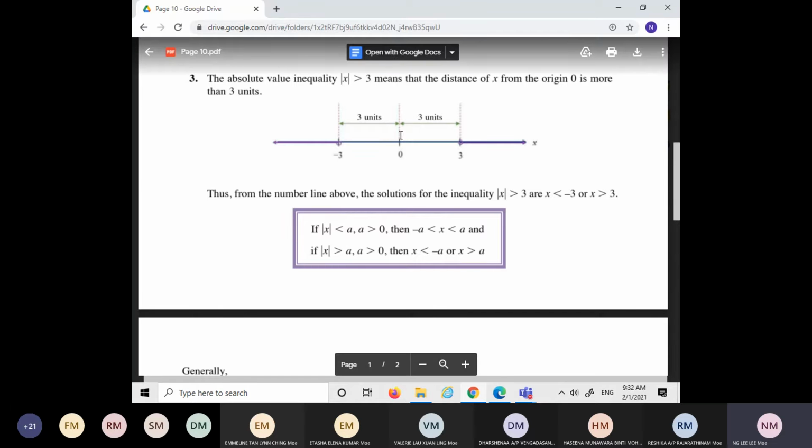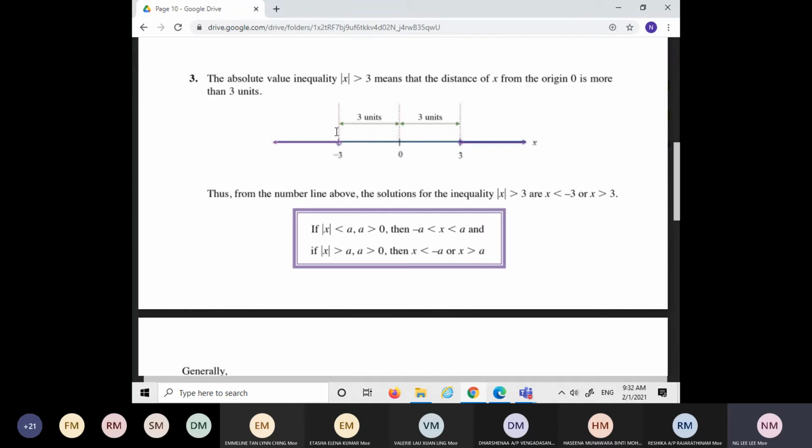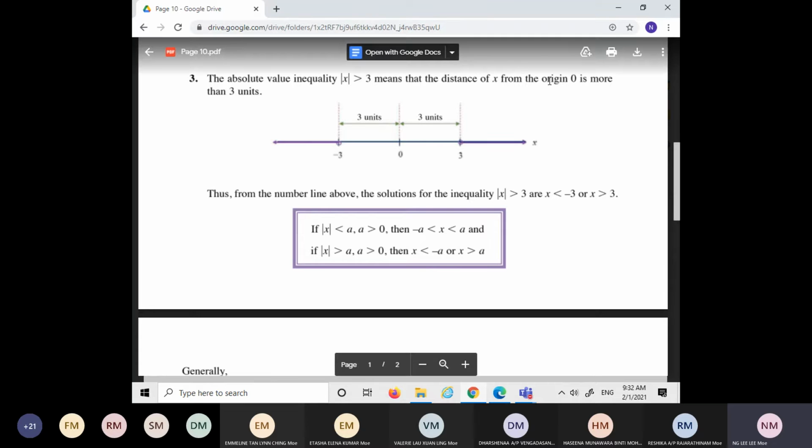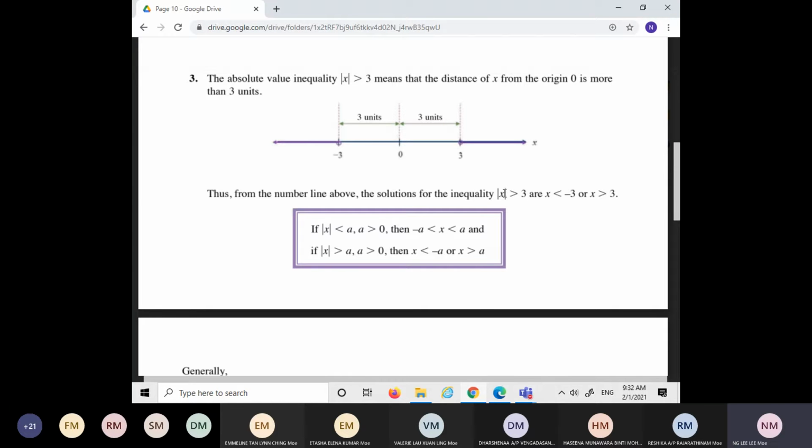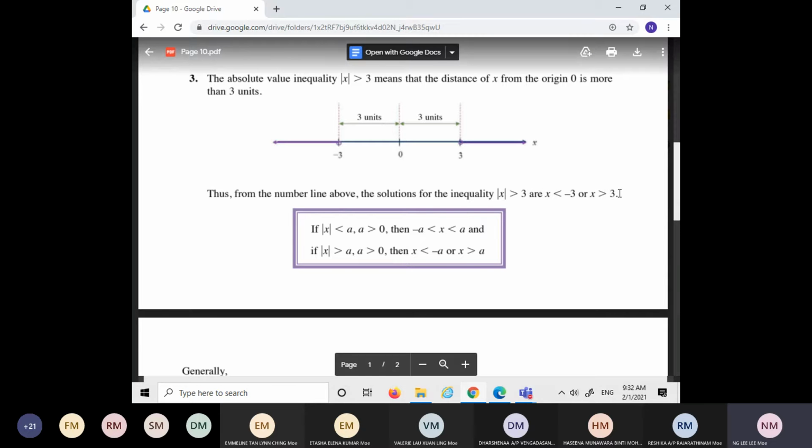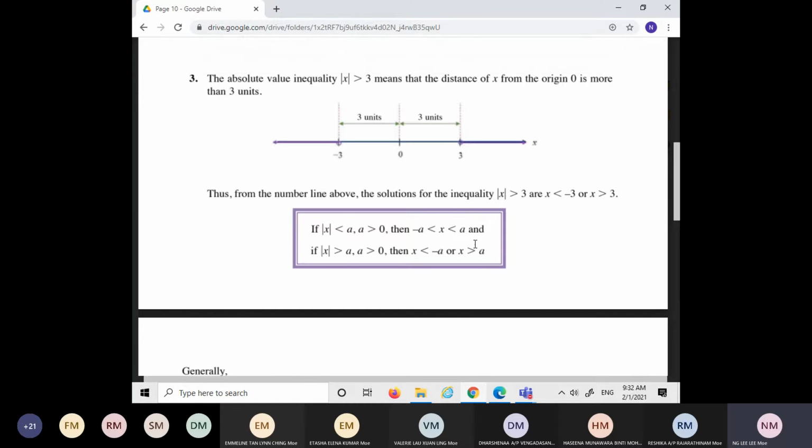On the other side, it must be smaller than negative 3. Here, your distance away from the 0 will be bigger than 3. That is, the distance of x from the origin 0 is more than 3 units. Therefore, you can make these conclusions. The solutions of the inequality modulus x is bigger than 3 are: one is x is bigger than 3, the other one is x is smaller than negative 3. Combine those two, you have these conclusions.